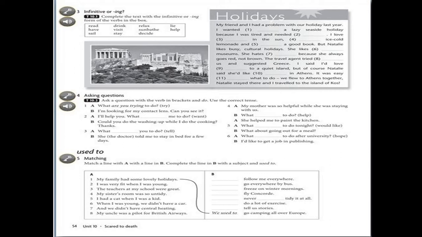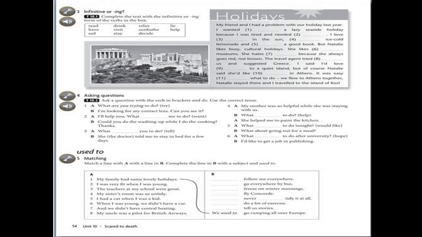Question 4 is about asking questions. We are going to form the questions by adding the helping verb do if needed, or to change the form or the tense of the verb. For example, let's take number 2 since the first one is done. I will help you. What me to do? We should read the answer of B in order to finish the question. B answered, could you do the washing up while I do the cooking? Thanks. So the tense of the sentence is in the simple present, so we should put want in the simple present. I will help you. What do you want me to do?